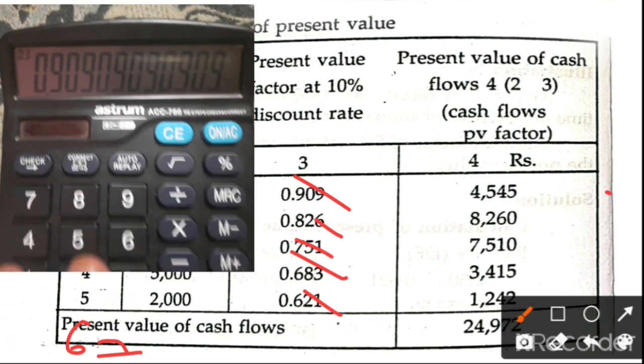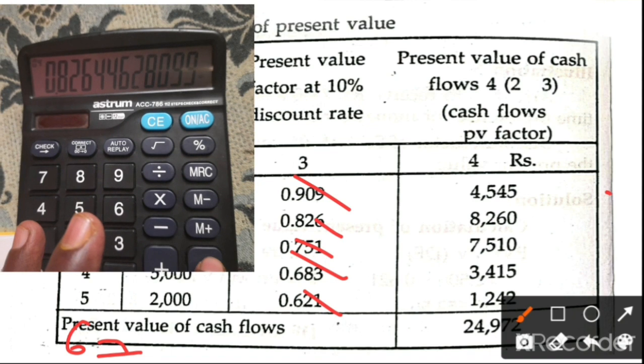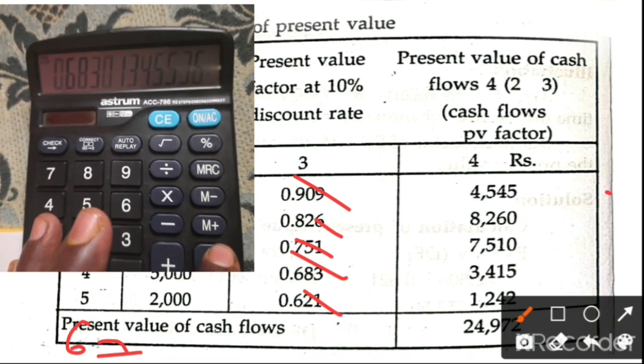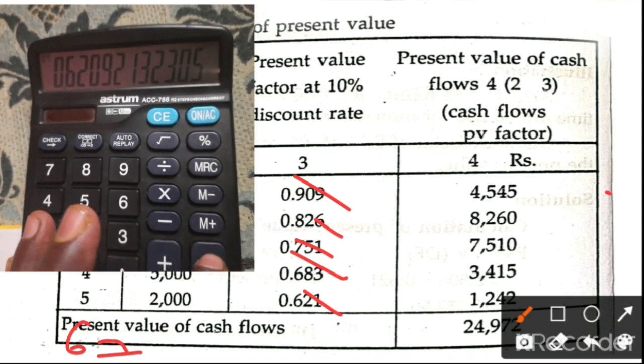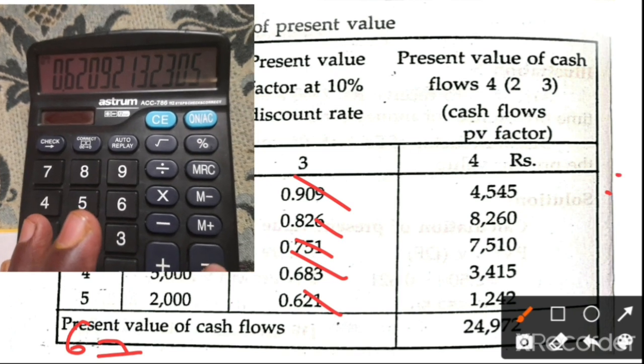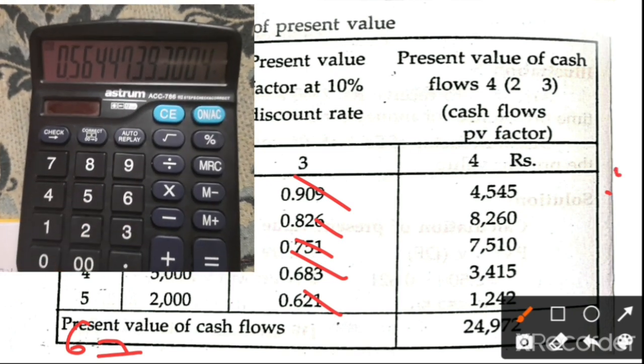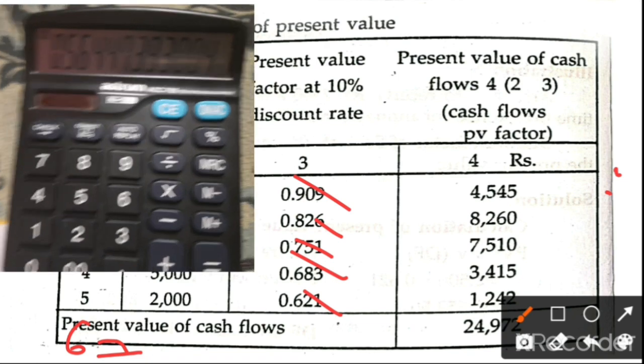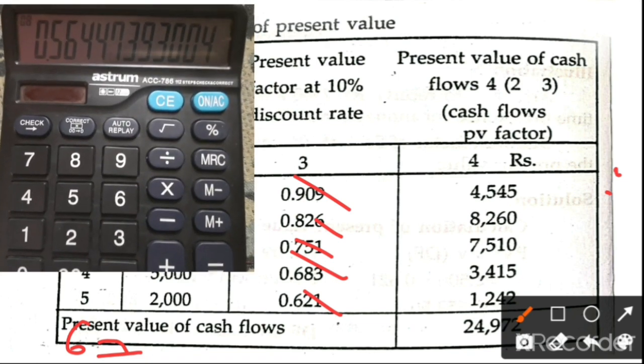Okay, so again put the equal sign. This is second year, third year, fourth year, fifth year. So 5 is sufficient. If they are asking sixth year, then again we put one more equal sign. Is it clear? So this is the process we follow to calculate the discounting factor.